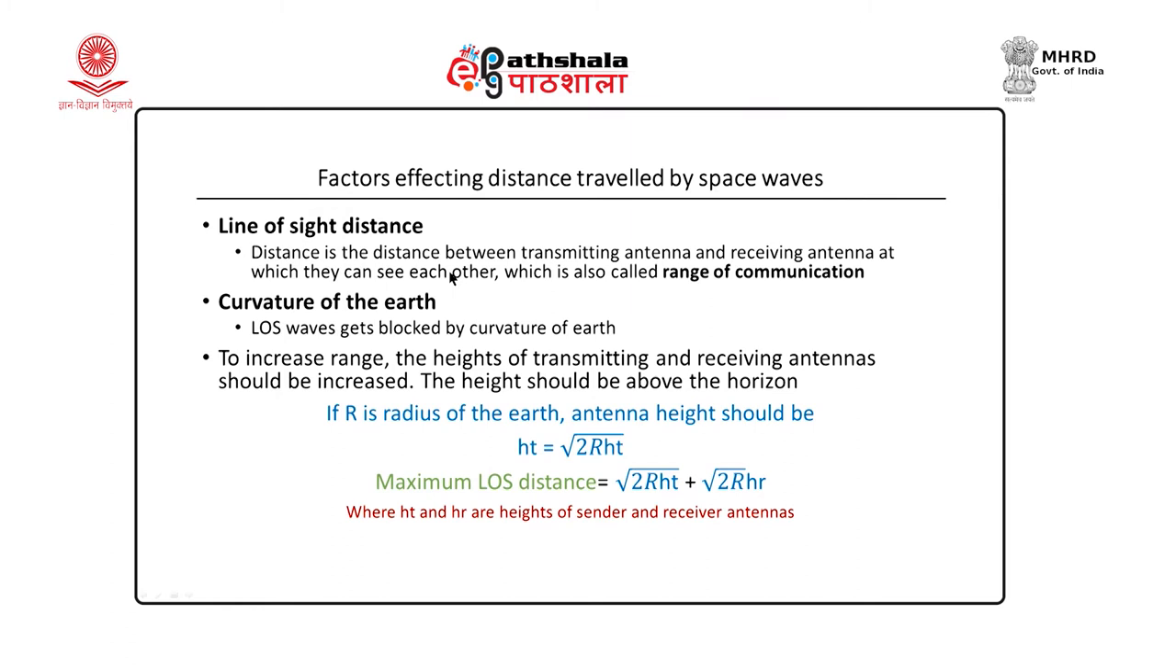They are aligned to each other. Whatever the transmitter will send, the receiver will catch it. This is what is meant by line of sight distance, and it is also known as range of communication. The second factor which affects it is the curvature of the earth, because the line of sight waves will always be blocked by the curvature of the earth.